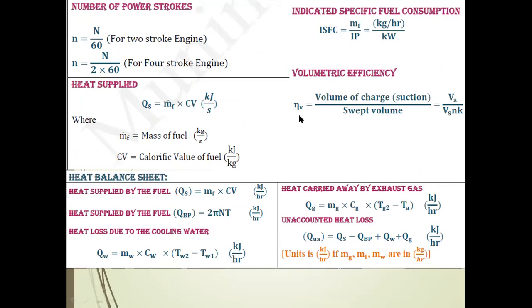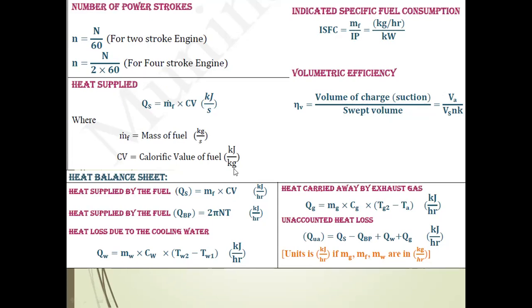Next one is the volumetric efficiency. The volumetric efficiency is equal to the ratio of the volume of charge, that is the suction side, divided by the swept volume. So we can write V suffix a divided by V suffix s N into K. And also the heat supplied, Q suffix s, is equal to the mass of the fuel into calorific value.